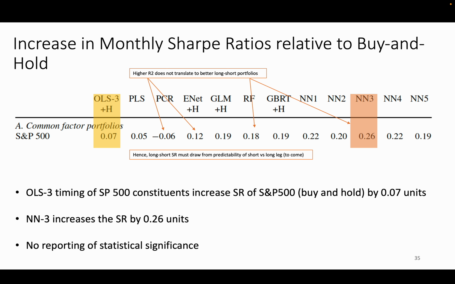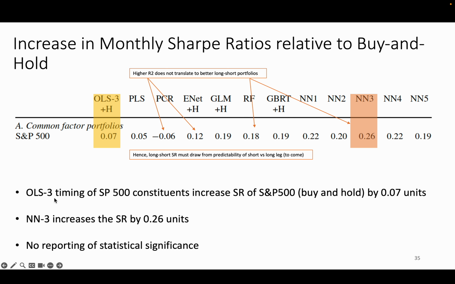Now we go away from the statistical predictability towards the Sharpe ratios. So we talked about Sharpe ratio when we talked about CAPM, Markowitz. It's a measure of outperformance, risk premia relative to volatility. We saw it's the key metric for Markowitz optimal portfolios. And now here's the increase in monthly Sharpe ratios relative to buy and hold.